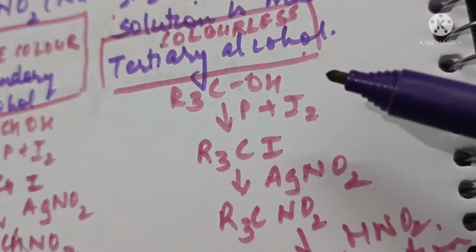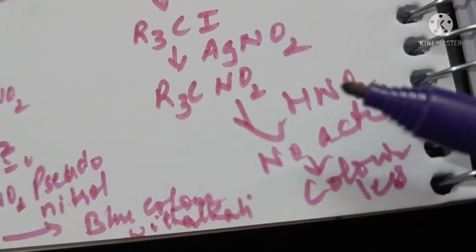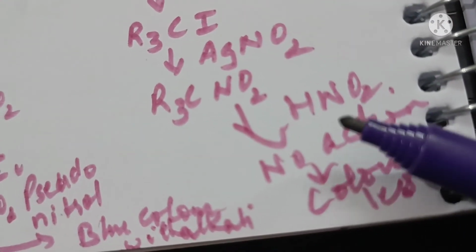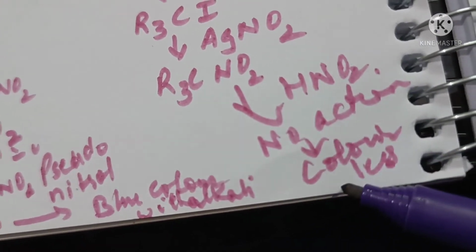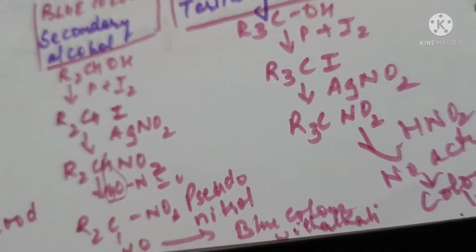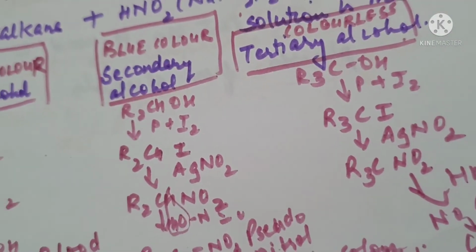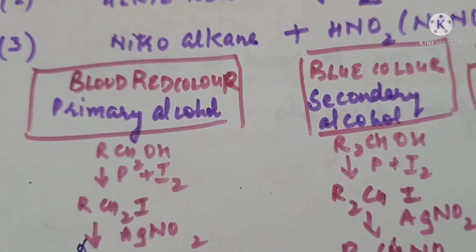The tertiary alcohol will form tertiary iodoalkane and tertiary nitroalkane, and there is no action with nitrous acid, so no color, so the solution appears colorless. So if the solution is colorless, it's a tertiary alcohol. If it's blue, it's a secondary alcohol, and if it's red, it's a primary alcohol.